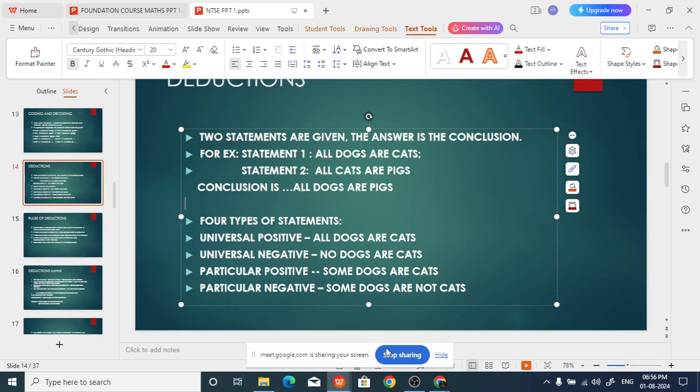Or if instead of some or many, you get a few dogs are cats, then also it is called a particular positive statement. A few, some, many, several, all these will be called particular statements. And here it is positive. Okay, we'll go to the rules.